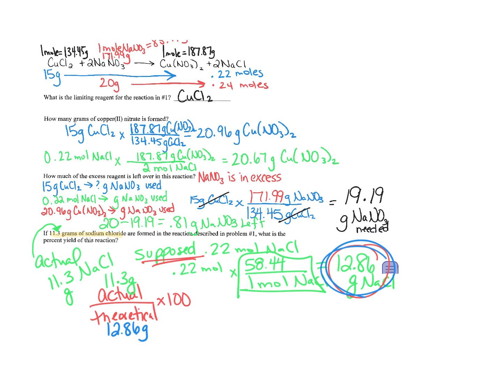Of what we were supposed to get, our percentage yield was about 88%. We got about 88% of the expected amount of sodium chloride.